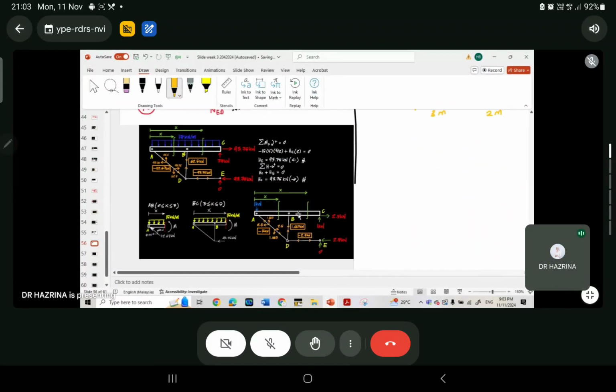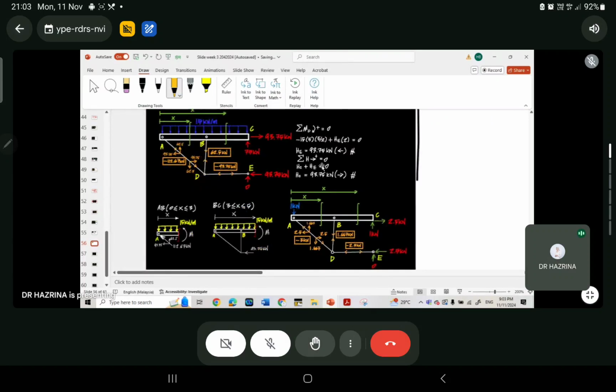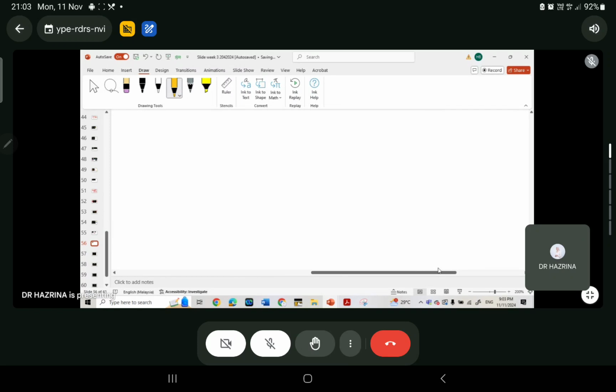So let's check the solution. Let's see how we calculate the reaction forces. In this case, we can take the moment. So you have A, B, C. You first take moment at C, and then you get the HE. After that, you can get the horizontal forces. Okay, so summation of moment at C. Let's see how you calculate the summation of moment at C.